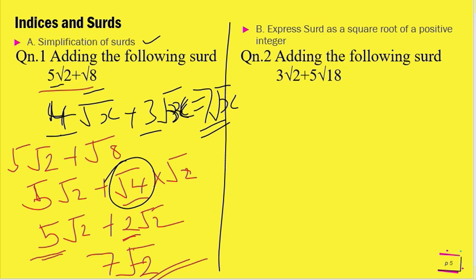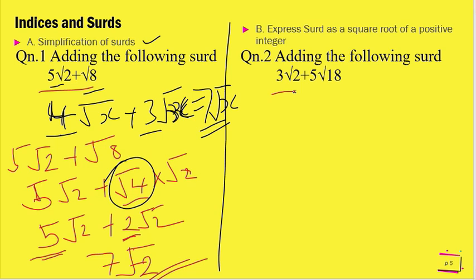In the second one, we will use another concept. Here we have simplified, but in the second one we can also express a surd as the square root of a positive integer, meaning that in the first number here, which is 3 root 2, we can make sure that everything is inside the root. How do we do that?